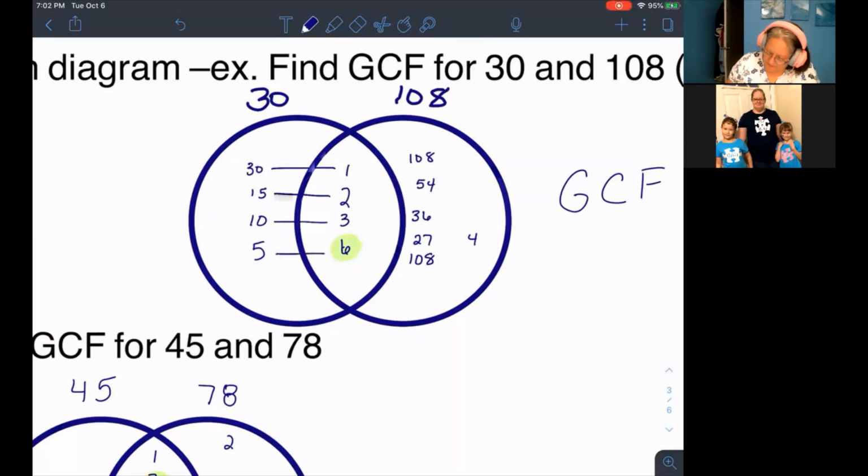And then for 108, we have 1 and 108, 2 and 54, 3 and 36. Then you have 4 and 27, and then 6 and 18. So all the factors that they have in common are 1, 2, 3, and 6. All the numbers here in the middle are the common factors. But the largest common factor we have in common is 6. So it's the greater number that they have in common.